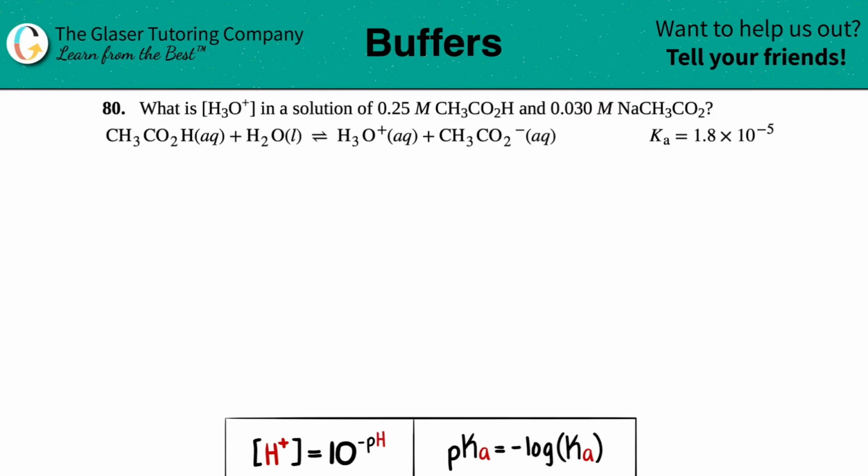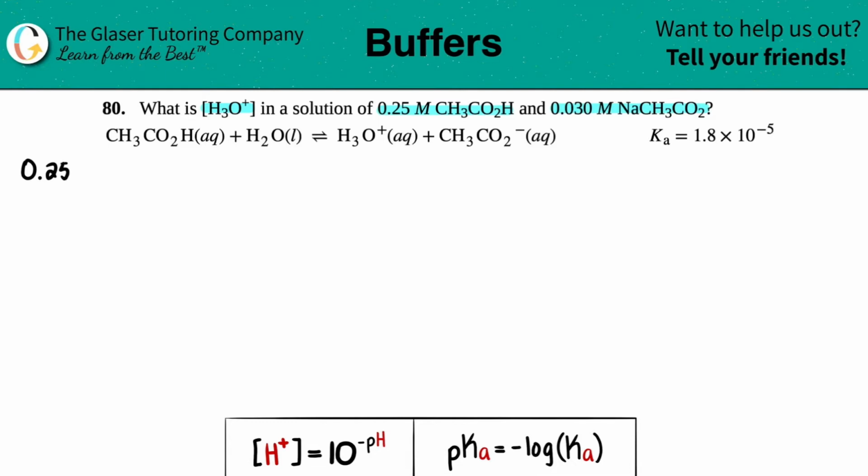Problem 80. What is the hydronium ion concentration, the H3O+ concentration, in a solution of 0.25 molar CH3CO2H and 0.030 molar of NaCH3CO2? They gave us a balanced equation, and they gave us a Ka value, not a pKa. So the first thing that I'm going to do is list what we have out here.